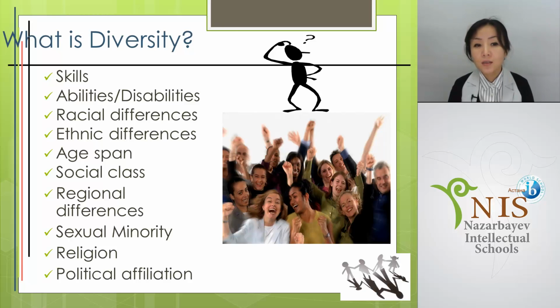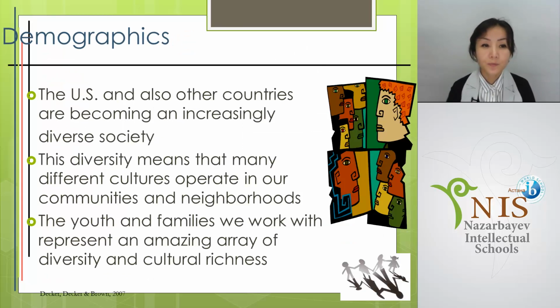And it is very easy to explain to them racial differences, ethnic differences, age span, social class, or sexual minority, and of course religion. It is interestingly difficult to explain to children about skill differences and ability or disability differences, but they can easily see this around the world and around their environments. So let's go further.